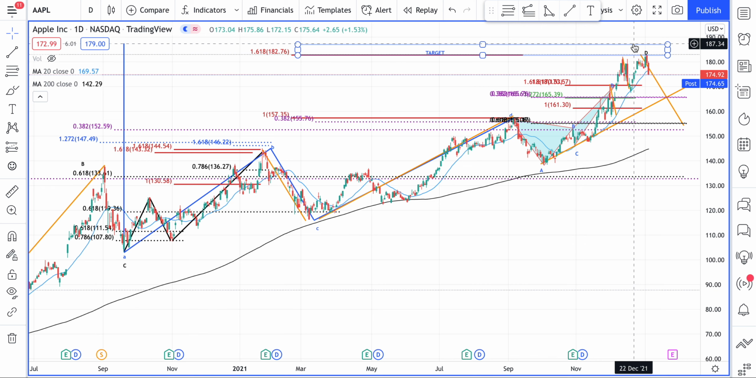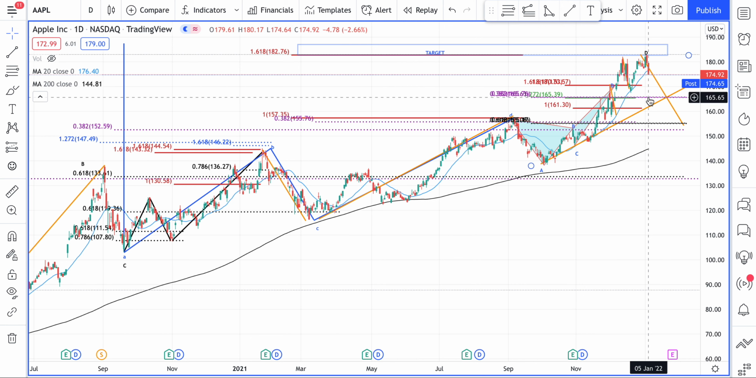But so far, the Apple stock reached the kind of target we are looking at, and it reached that zone and traded lower, closing below the 20-day moving average, and we just discussed the kind of support zones we are watching for should the price rotate lower over the coming few days, weeks perhaps.